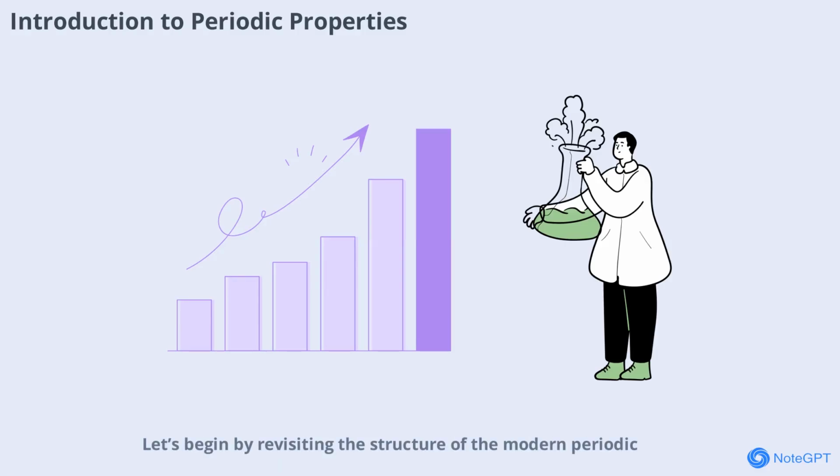Let's begin by revisiting the structure of the modern periodic table and why it's such a powerful tool for chemists. As we progress, you'll see how these patterns help predict the behavior of elements in various reactions.